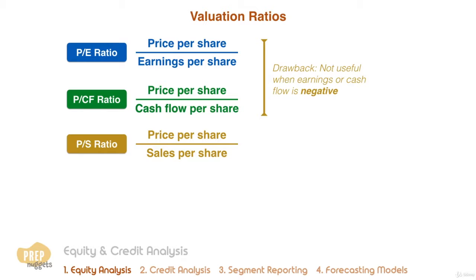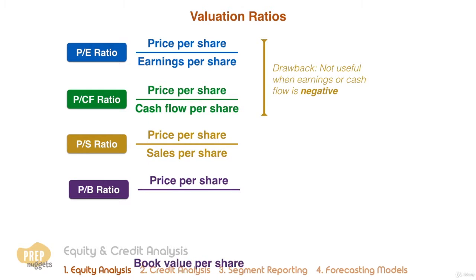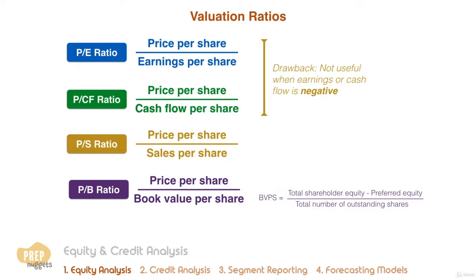Another price-based ratio that facilitates comparisons of stock prices is the price-to-book value, or P/B ratio. The book value per share can be calculated as total shareholder equity minus preferred equity, divided by the total number of outstanding shares. This ratio is often interpreted as an indicator of market judgment about the relationship between a company's required rate of return and its actual rate of return.